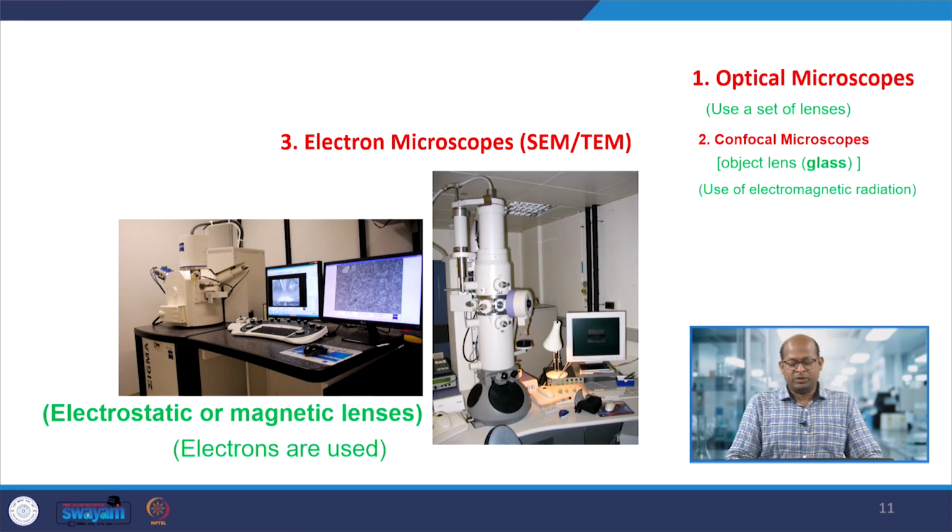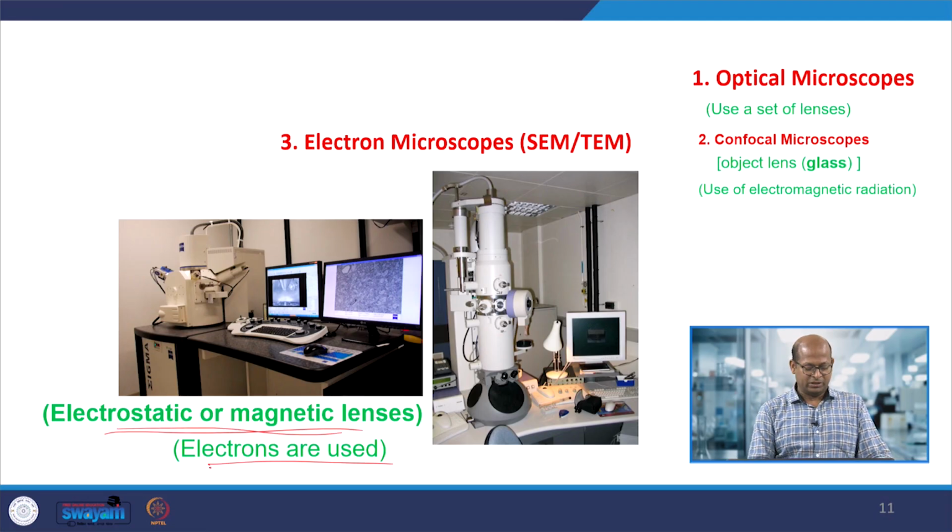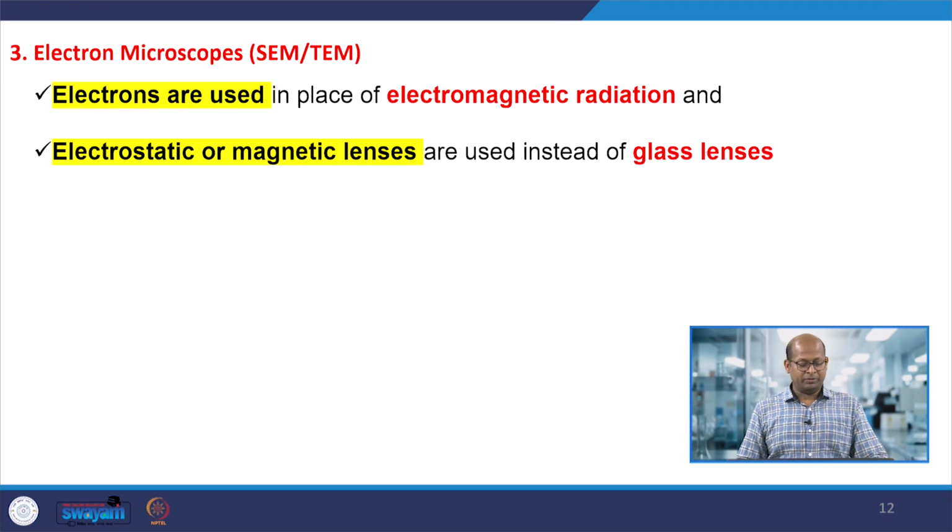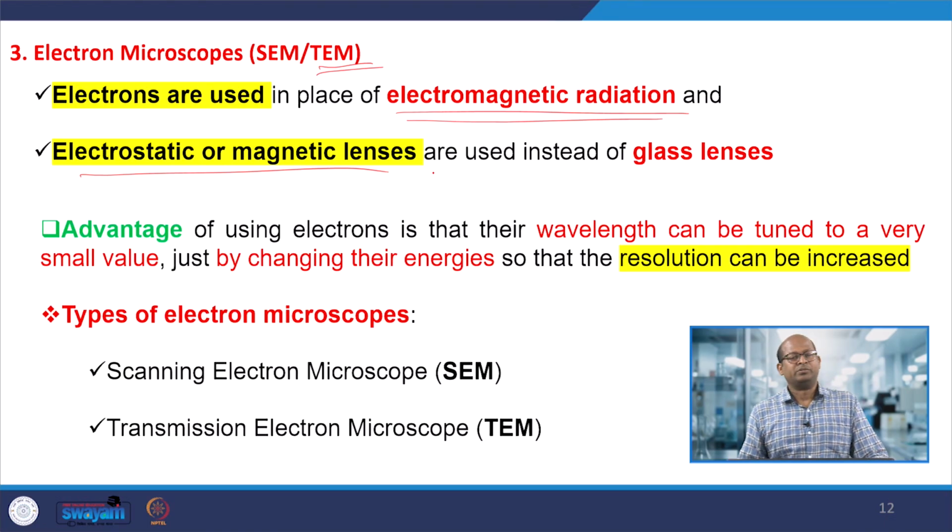Unlike optical or confocal microscopes, in electron microscopes you have to use electrostatic or magnetic lenses and electron guns as the source of energy that falls over the samples. That energy, or those electrons, are converted into light or give a particular image with the help of the instrument. Already we have discussed that electrons are used for this microscopic analysis, SEM or TEM. So electromagnetic radiation, and electrostatic or magnetic lenses, are used instead of glass lenses.